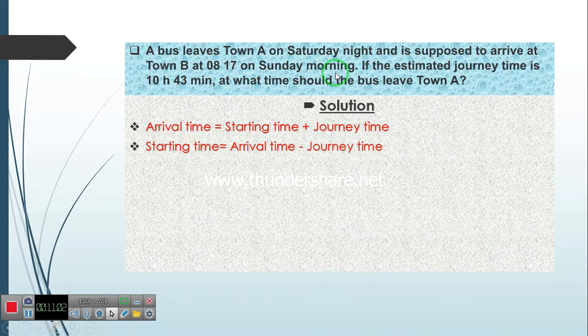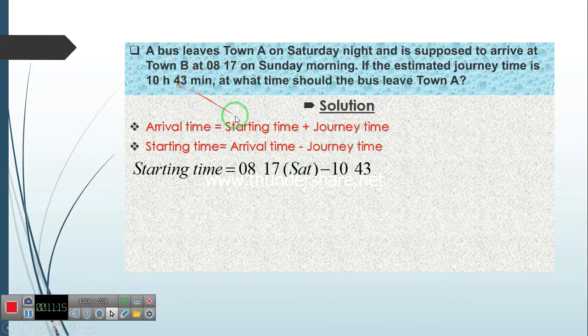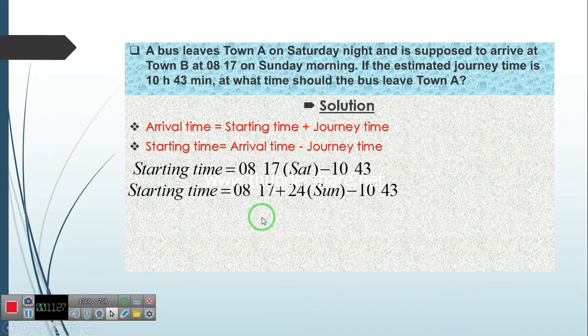So you move the journey time to the left side, changing the sign. Town A starts on Saturday night but the bus arrives in B on Sunday morning. What's the difference? It means the trip takes more than one day, right? So substitute all together. You take the arrival time 8:17, plus 24 because town B arrival is on Sunday and you are calculating from Saturday, minus the spending time 10:43. Normally there are 24 hours a day, so you have to add 24.